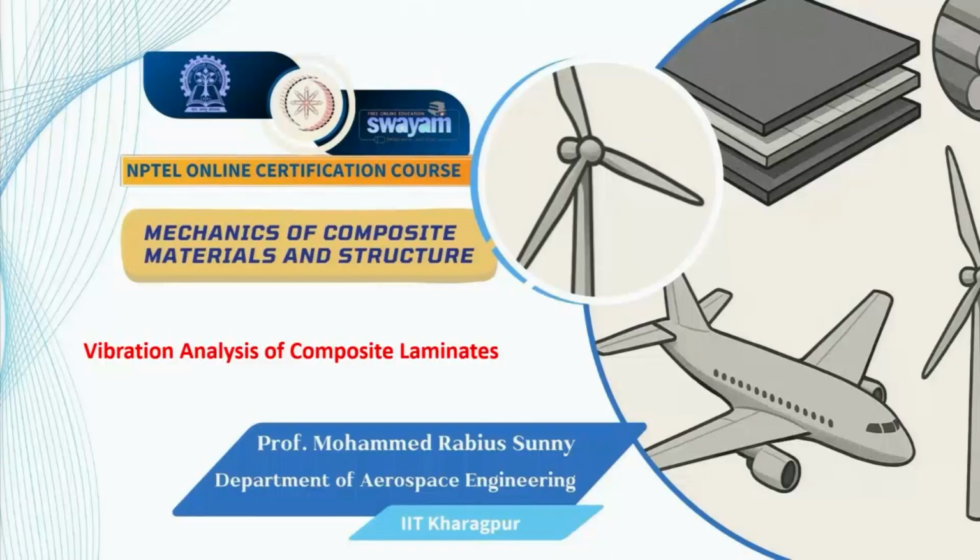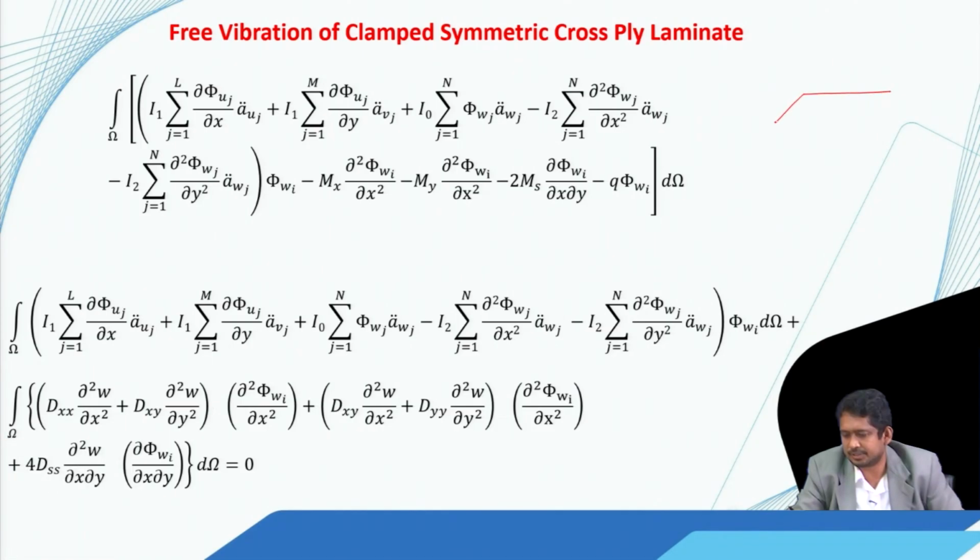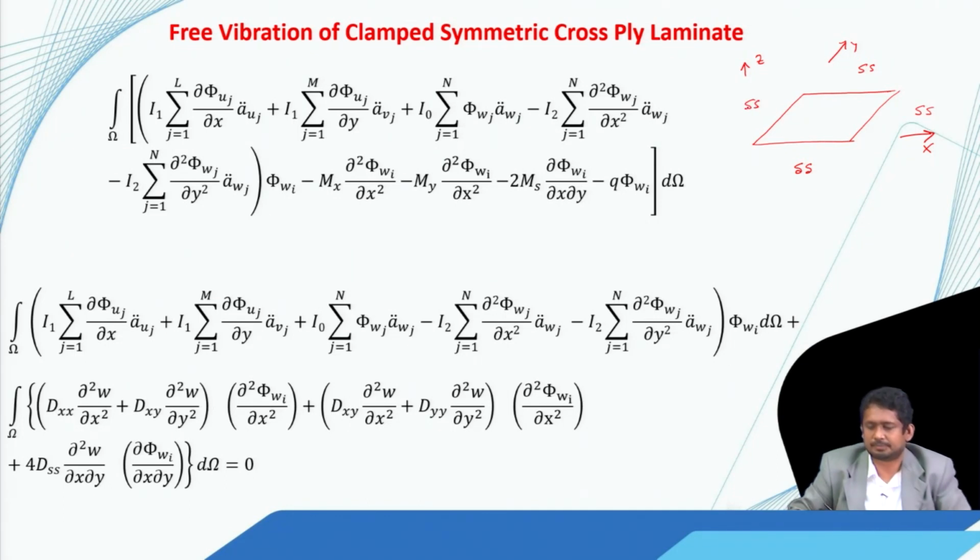Welcome to the last lecture of this week. Today we will talk about the free vibration analysis of symmetric cross ply laminate, which is simply supported. So, we have a laminate which is cross ply in XY system, X, Y, Z, and this is a cross ply laminate simply supported all over.